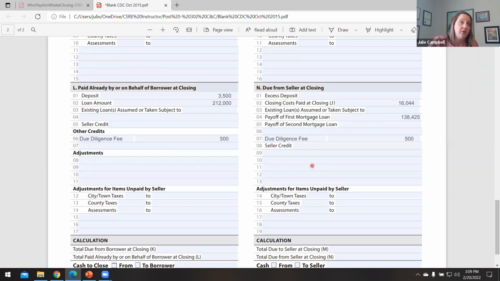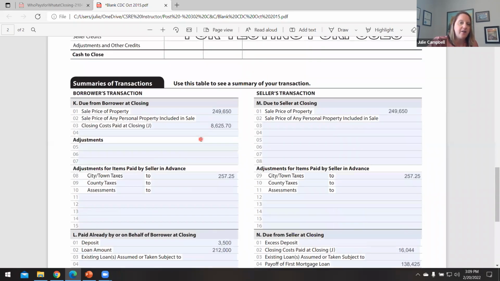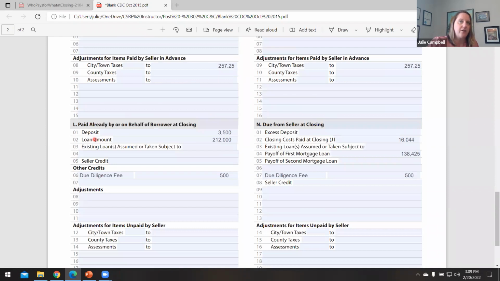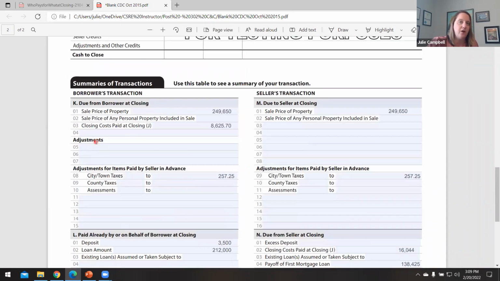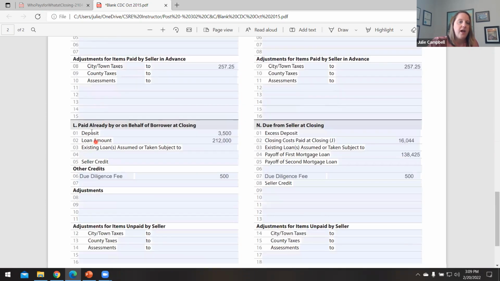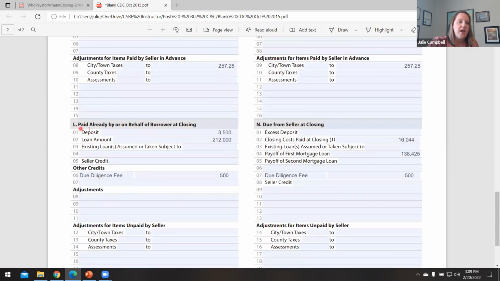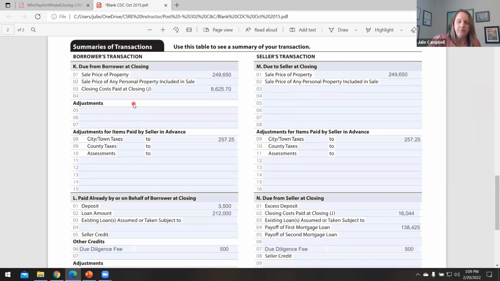So now let's just focus on the buyer. Buyers are on the left. Forget about the seller for a second. Let's just focus on the buyer. K is their debits. L is their credits. K is their debits due from the borrower. L is their credits paid already or on behalf of the borrower. So we need to add up their debits and credits.